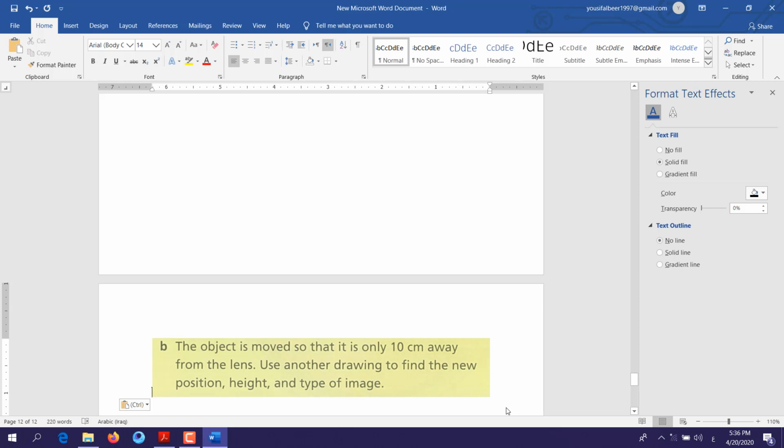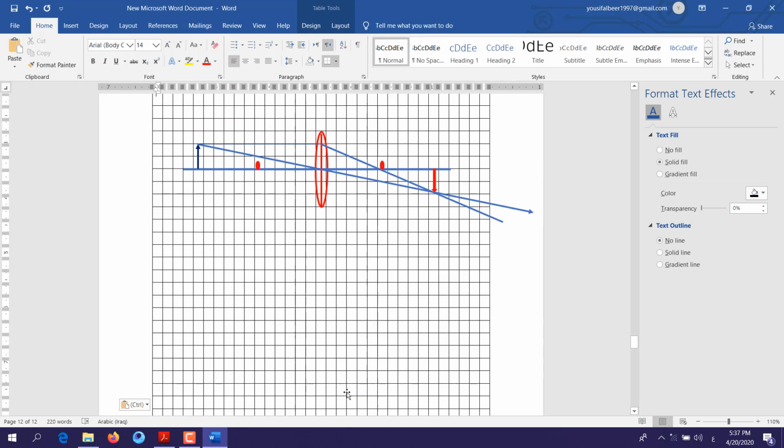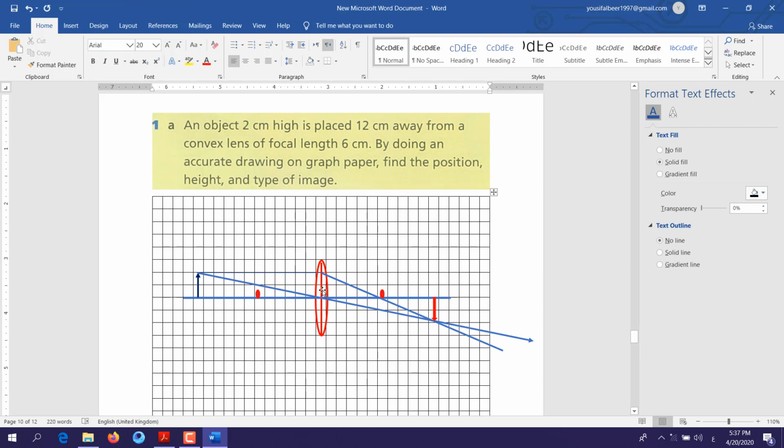Question number 1b. The object is moved so that it is only 10 centimeters away from the lens. Use another drawing to find the new position, height, and type of image. This will be your task. What you will do is follow the steps again. Firstly, you will draw a lens, then the principal axis, then you have the focal length, which is 6 centimeters. The only thing that will change here is what? It's the position of the object.